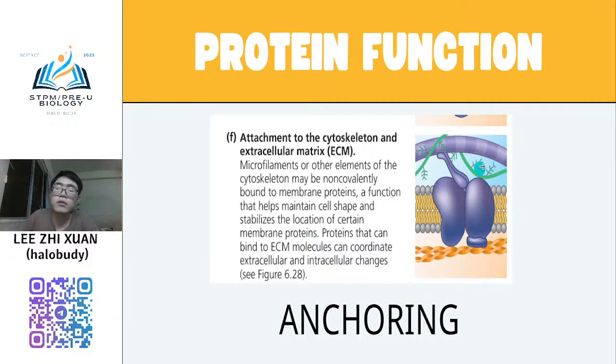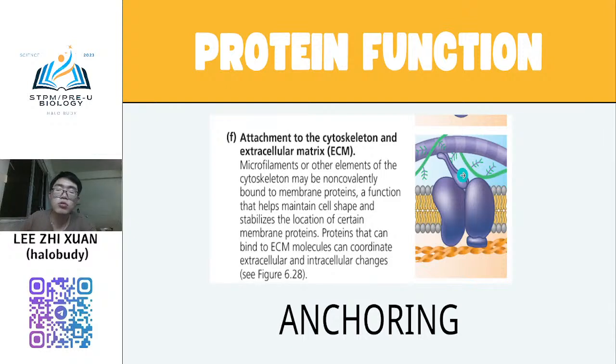As we know, the cytoskeleton function is to provide mechanical support to the cell, right? How does it provide it? Normally it can attach to the plasma membrane to maintain the cell shape, because our plasma membrane, especially in animal cells, provides the cell shape. And also to stabilize the location of the membrane protein, to make the membrane protein unable to move around. Although membrane protein can move around, it cannot just move anywhere it likes.